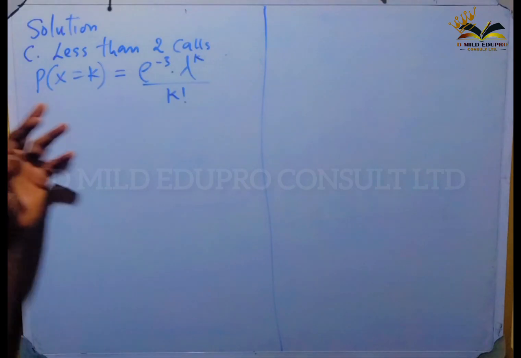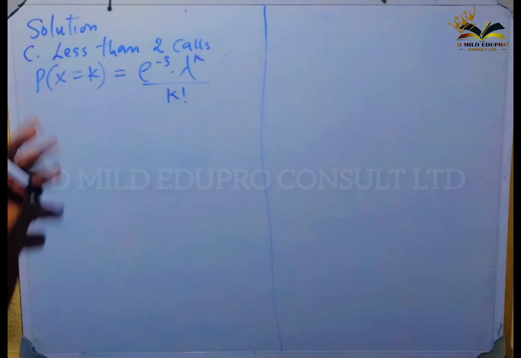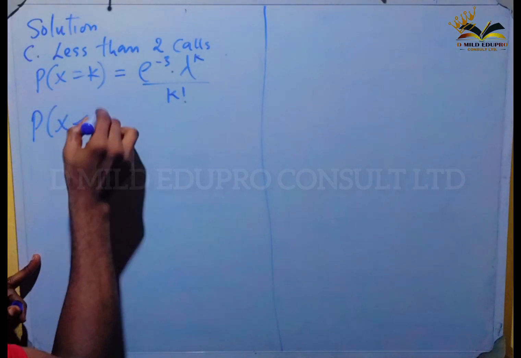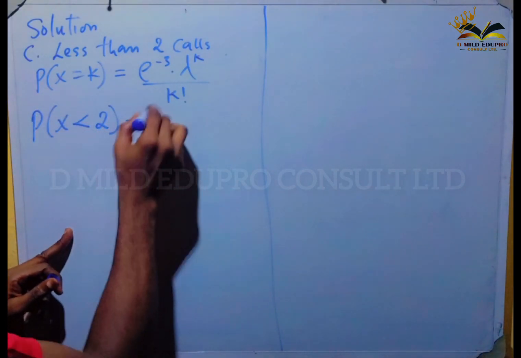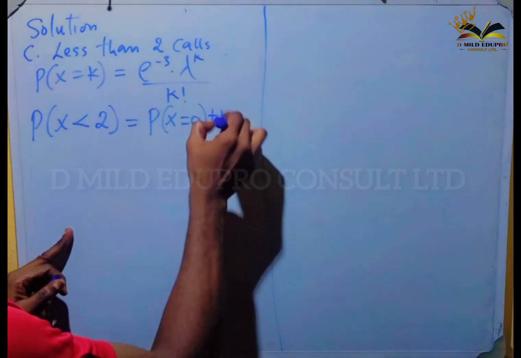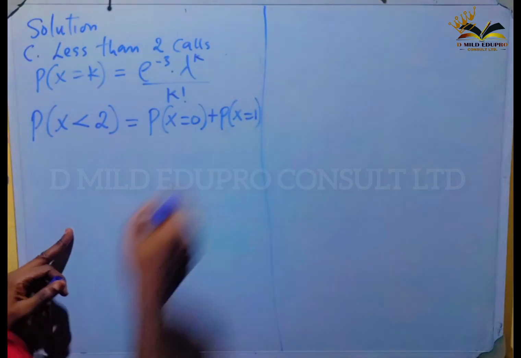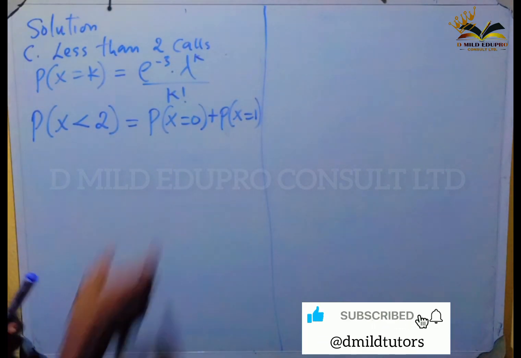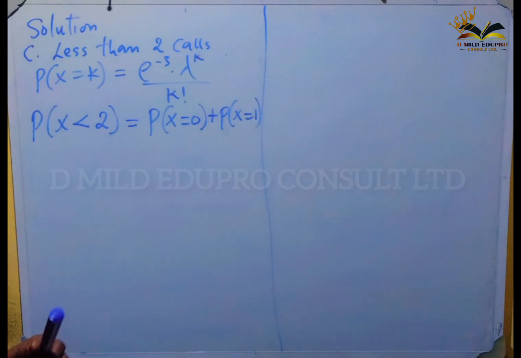So for the C part, it says less than 2 calls. So this is the formula like I told you. Probability of x less than 2 calls is the same thing as probability of x equals 0 calls plus probability of x equals 1 call. So these are for less than 2 calls. Okay, now we've already gotten the value for probability of x equals 0 from the B part. You can just pick it up from there, there is no crime. And also we've gotten the value for probability of x equals 1 from the B part, so we'll still just bring it back here.